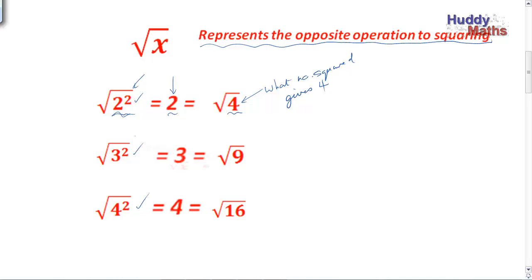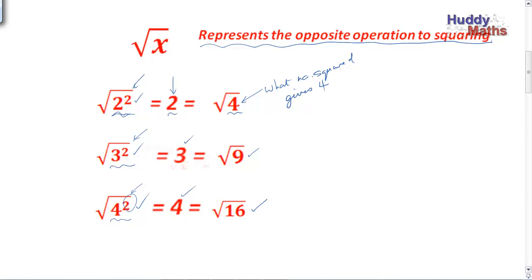So let's do it again. The square root of 3 squared is just 3, because this sign, if you like, undoes or reverses the operation of squaring. So square root of 3 squared, square root of 9 is 3, so you can put it like this if you like. Or square root of 16 is the same as square root of 4 squared. This square root undoes the squaring, so the answer is 4.